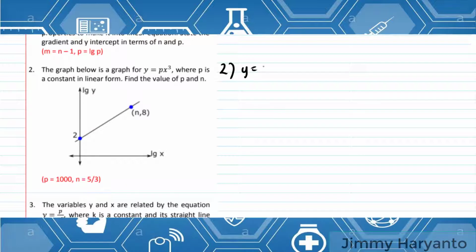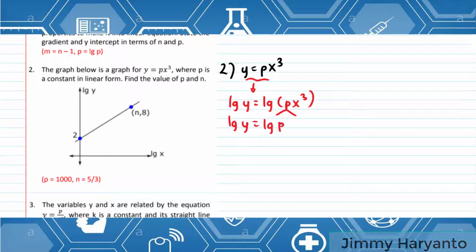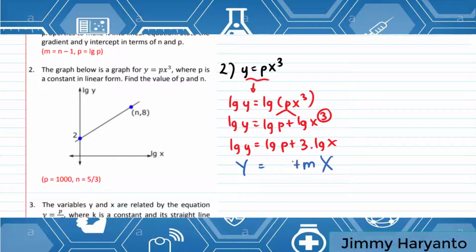Number 2, we have y equals to px cubed. Yeah, first we have to change this original equation into similar with y equals mx plus c. We use LG on the left side and then LG on the right side, px cubed. This is multiplication, and then we can separate them into 2, LGP plus LGX to the power of 3. The power can be moved in front of LGX. Yeah, 3 times LGX. Therefore we already get y equals to mx plus c.